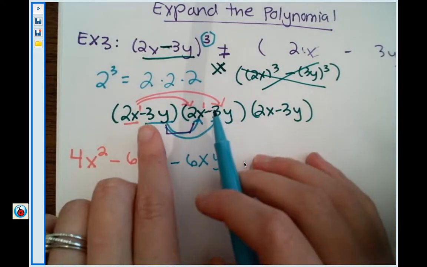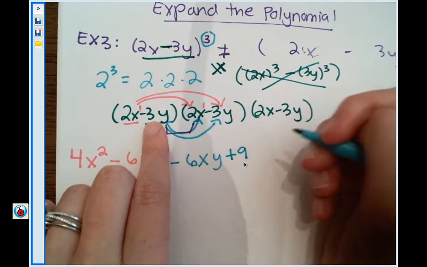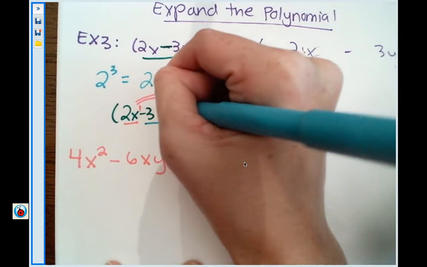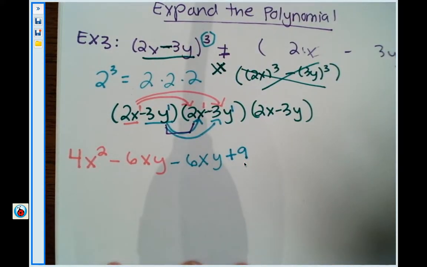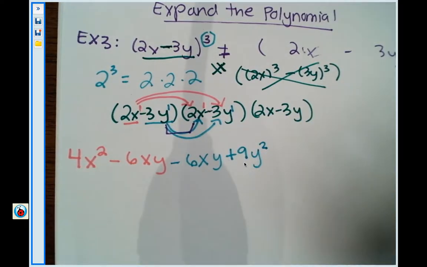Okay, let's multiply our last term. So negative 3 times negative 3 is a positive 9. And y times y, well, secretly, since I don't see any exponents, both of their exponents are to the first power. And 1 plus 1 gives me a y squared.